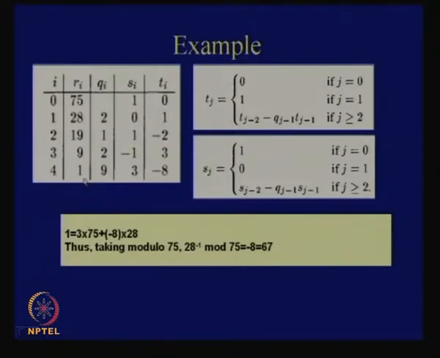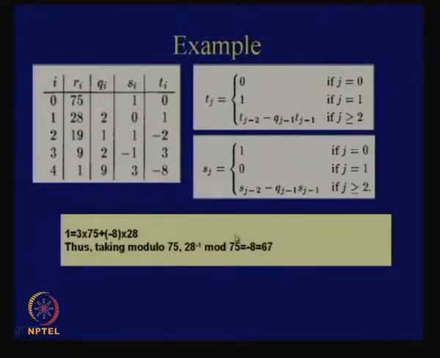Finally, what you obtain is that 1, which is the GCD, is equal to 3 into 75 minus 8 into 28. Okay. So, taking modulo 75, 28 inverse mod 75 is equal to minus 8, right. So, you remember that this SI was getting multiplied with 75, right.